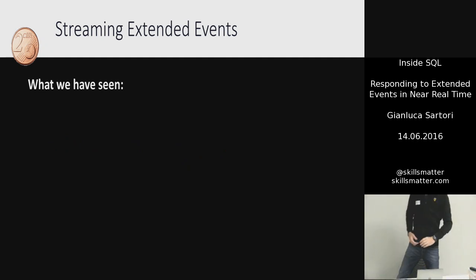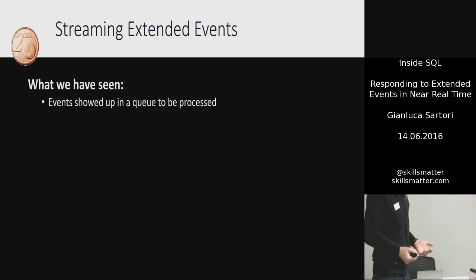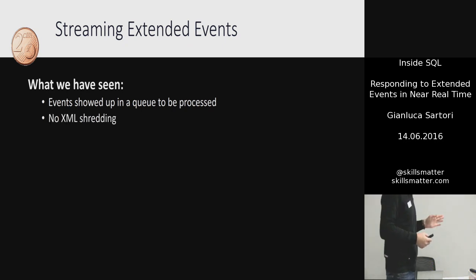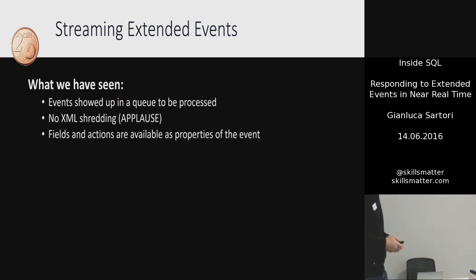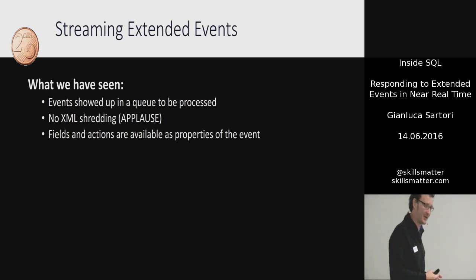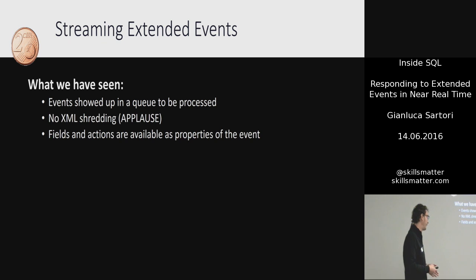So what we have seen, we had some events that showed up in a queue, and we could process those events. No XML shredding. Fields and actions are available as properties of the event. So that means that we can inspect all the fields and the actions that we have in the event, and we can do things with that information.